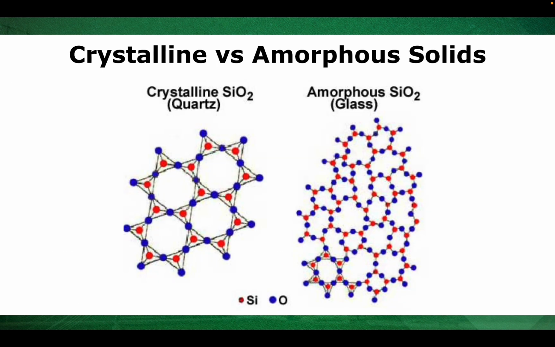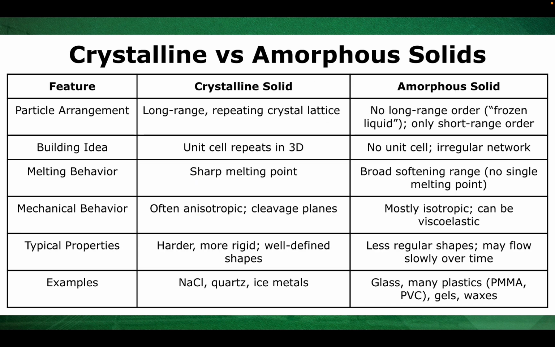Here's an example. If you notice, they're both silicon dioxide, but this one on the left is a quartz. This one is a glass. The structure of quartz, crystalline solid, is repeating and ordered, whereas in amorphous, it's chaotic. Here's the summary of the features of crystalline solids and amorphous solids.